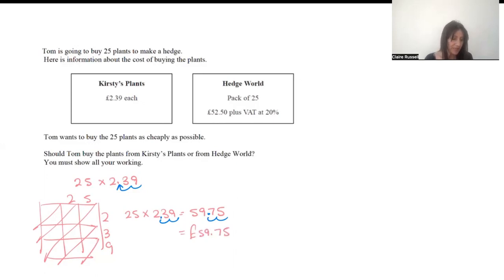£59.75. Now for Hedge World, we've got to work out what 20% of the £52.50 is. Okay, now we know that 20% means 20 out of 100.